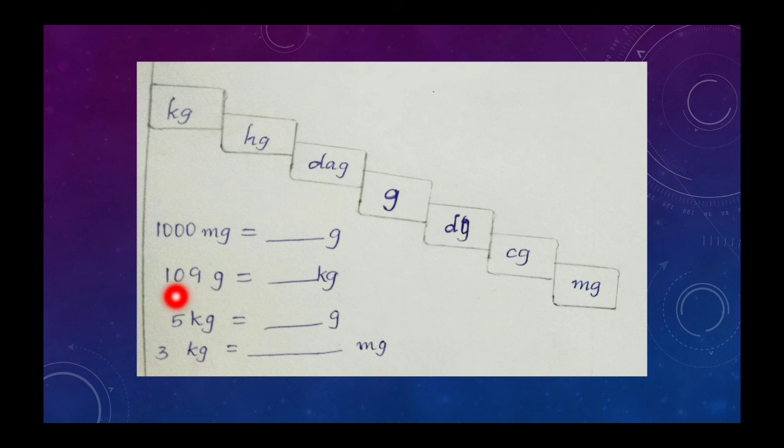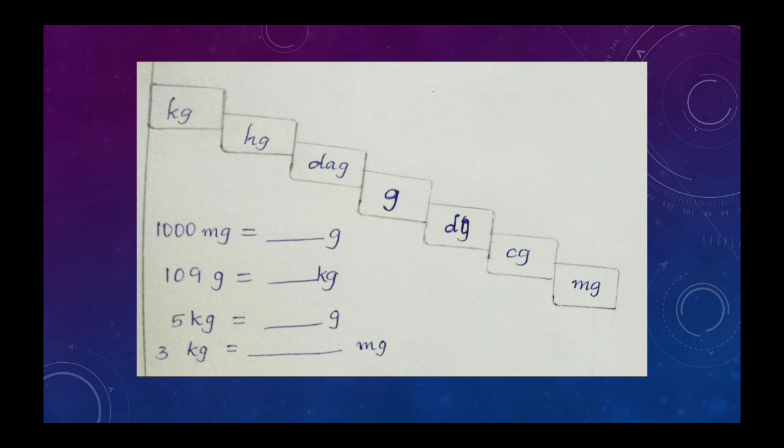Instead of dividing by 1000, we move the decimal point 3 times to the left. Start from the point after 9. So move one place, 2 places, 3 places. So you get 0.109 kilogram.